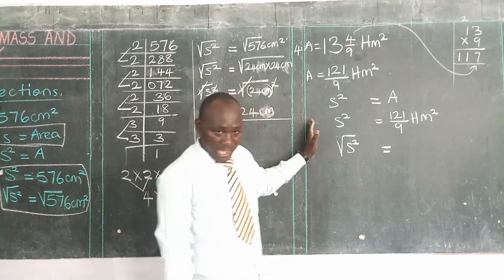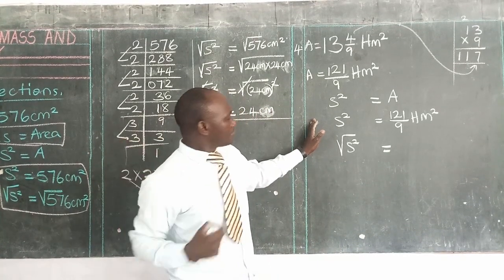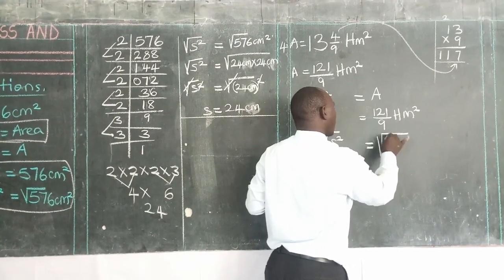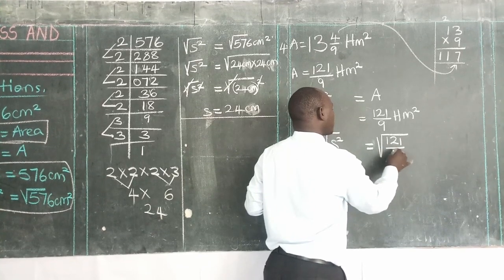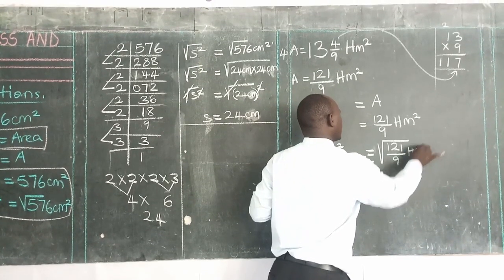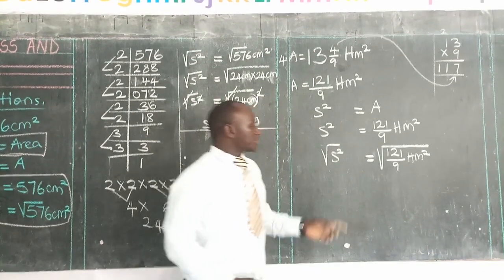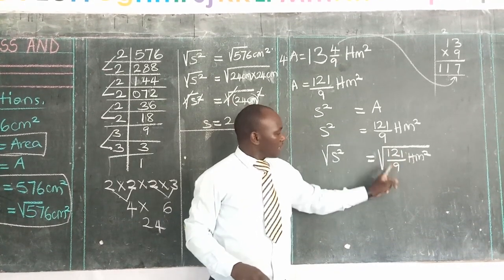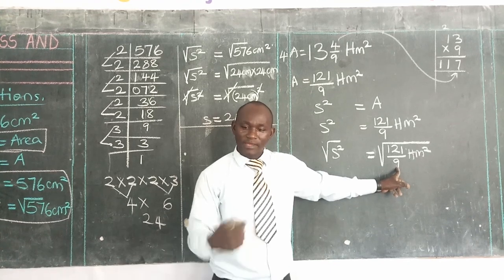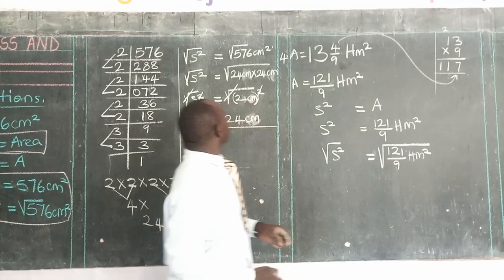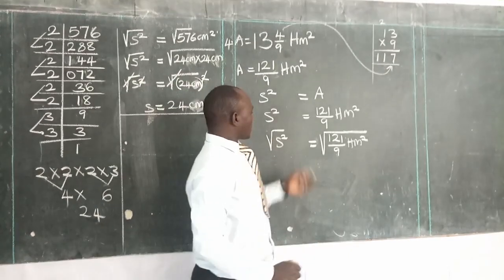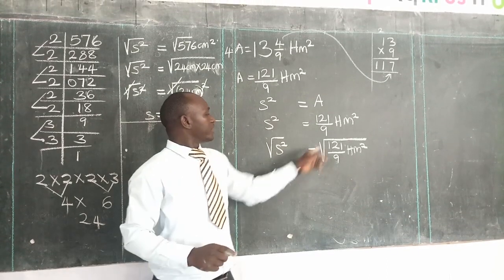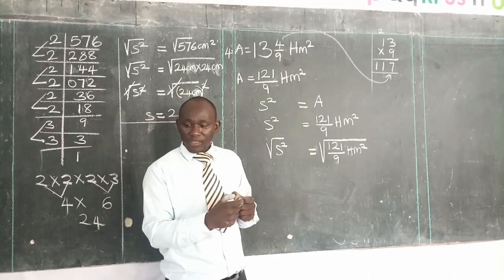Whatever you do on your left hand side must be done on your right hand side. So I should also get the square root of 121 out of 9 square hectometers. So this one tells you that you should get the square root of 121. Then here you also need to get the square root of 9. As I told you, you need to get the square root of the numerator, then you get the square root of the denominator.